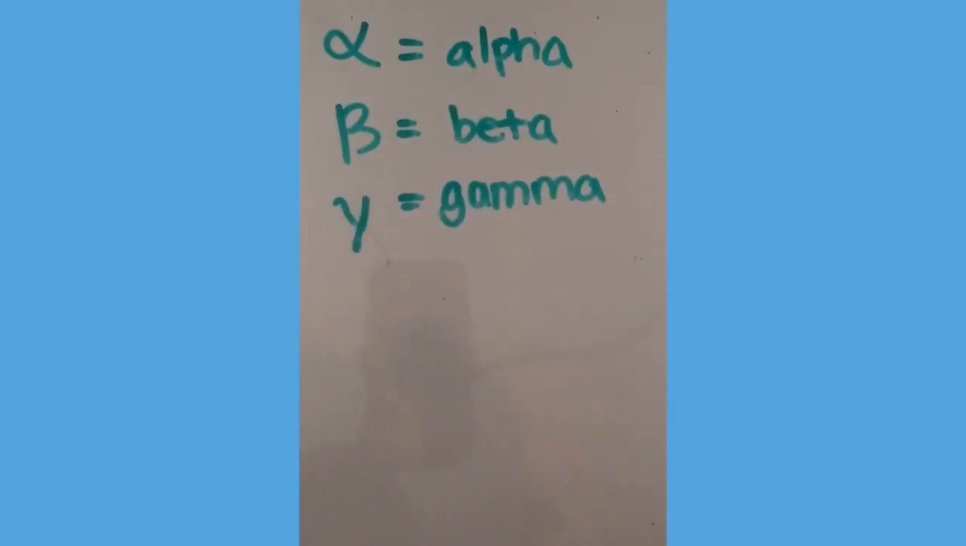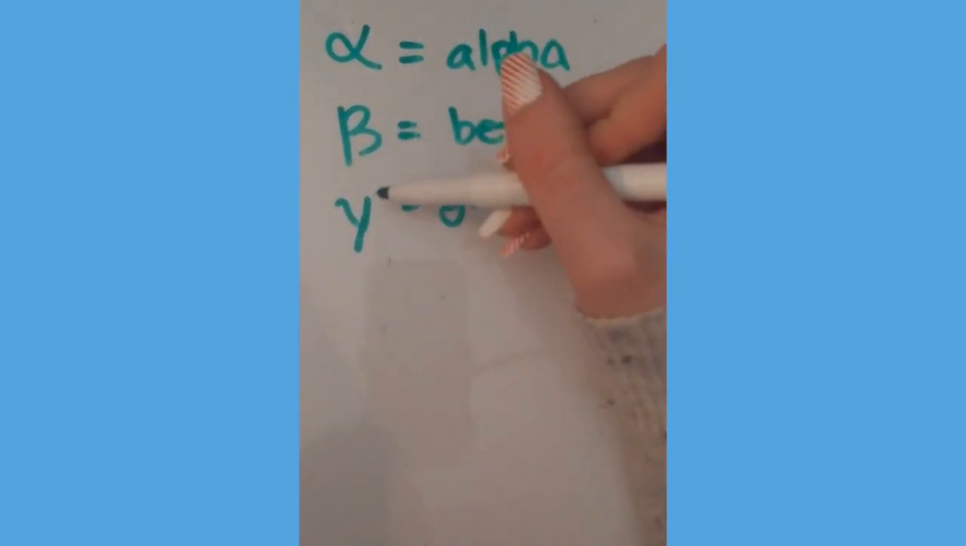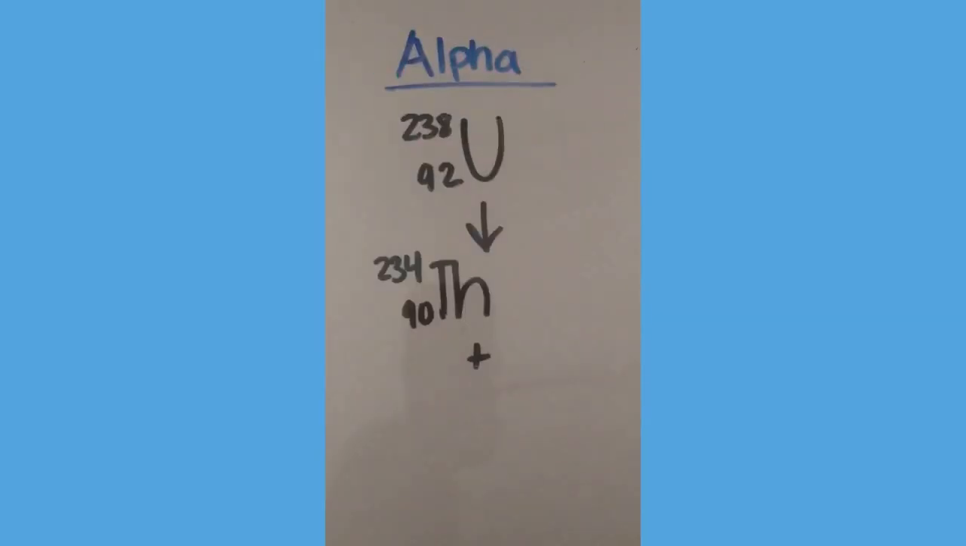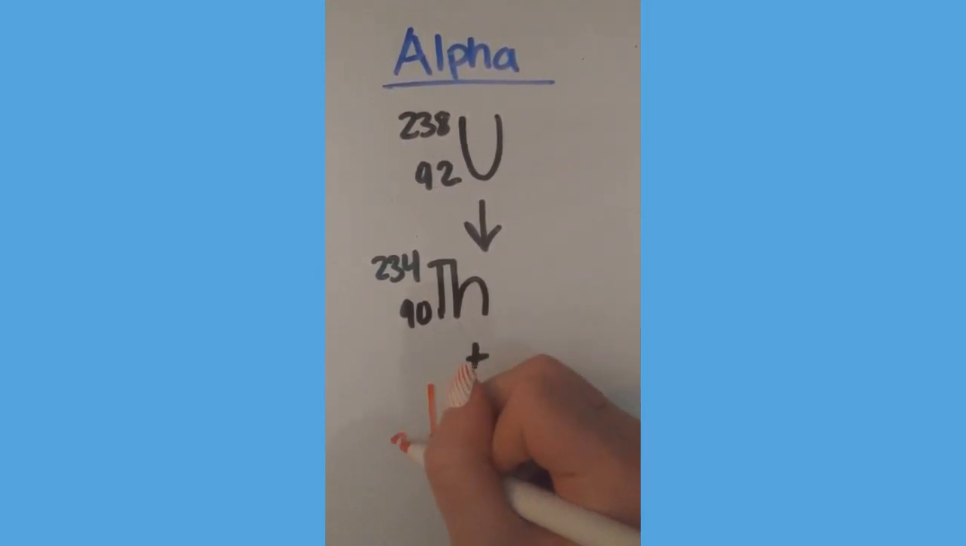So there are three main types of radiation or decay, known as alpha, beta, and gamma. So alpha decay occurs when a nucleus emits an alpha particle, or a helium nucleus, that has two protons and two neutrons. As seen in the example, the daughter nucleus is lighter and has a lower mass than the parent nucleus.